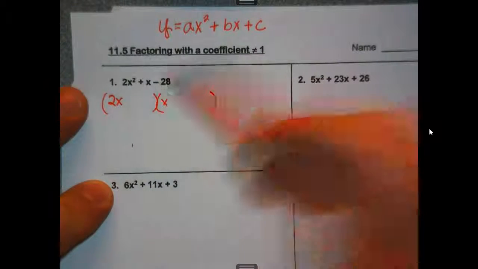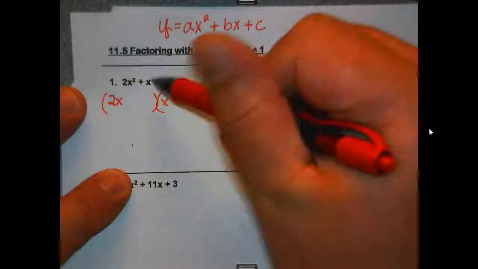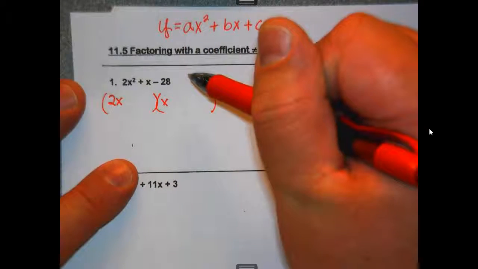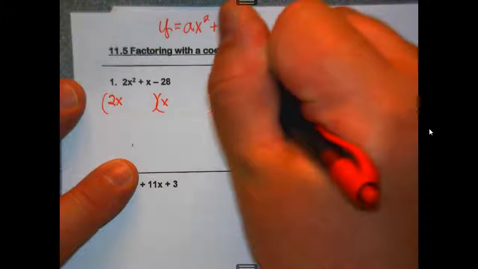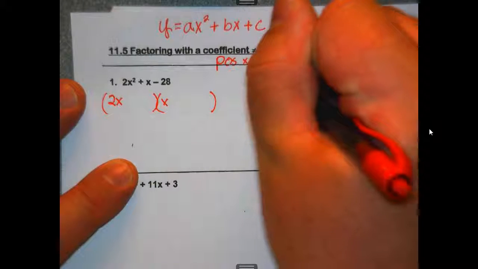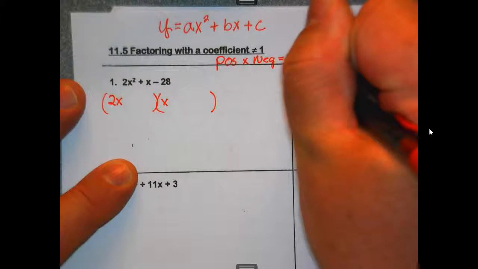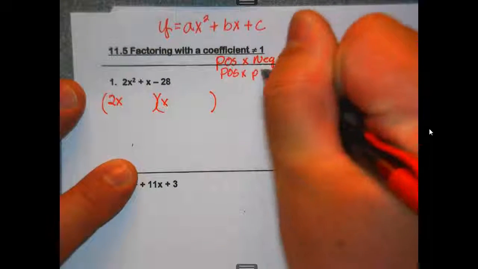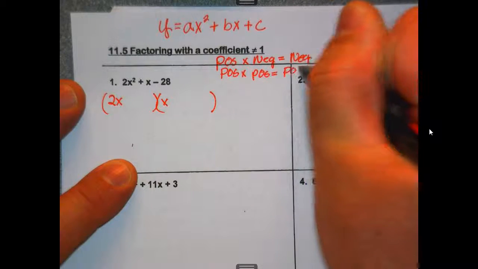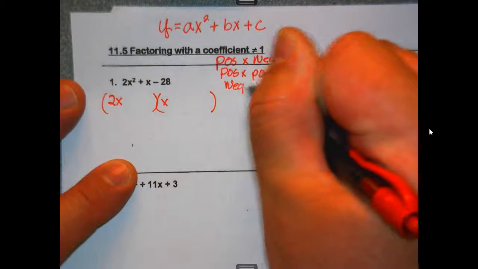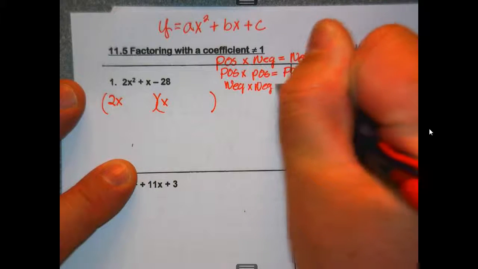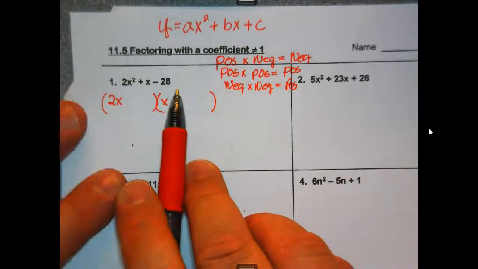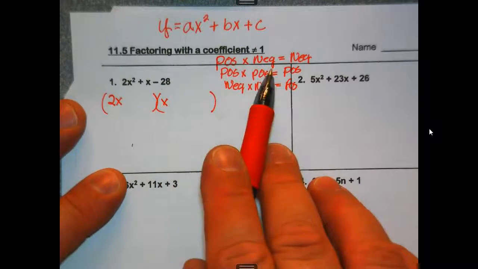Now, we have a minus sign, so that means that we're going to be subtracting our factors of 28. Remember, positive times a negative equals a negative product. A positive factor times a positive factor equals a positive product. And a negative times a negative factor equals a positive product. Now we have a product here of negative 28. So I'm looking at a positive times negative.